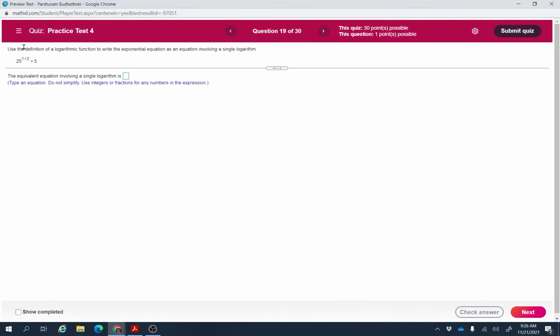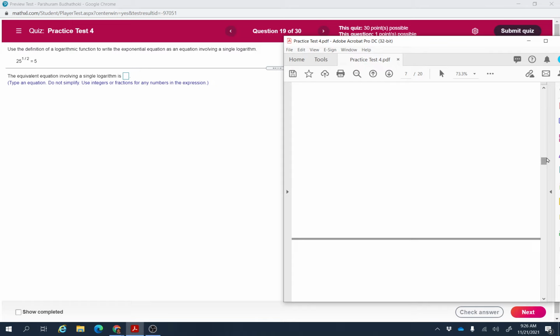Okay, use the definition of a logarithmic function to write the exponential equation. So you have this equivalency, a relation between log and exponential. If you have b to the power x equal y, then I can use log base b of y is equal to x. So they are equivalent definitions. You can go from exponential to log or log to exponential. So use that definition here.